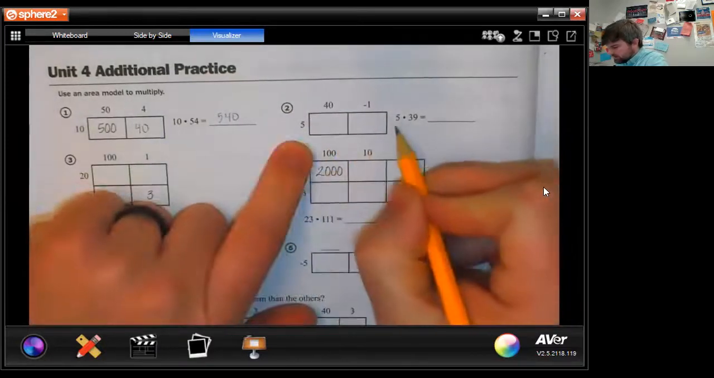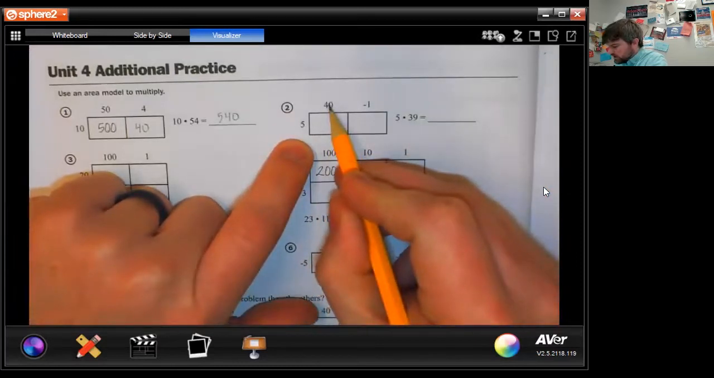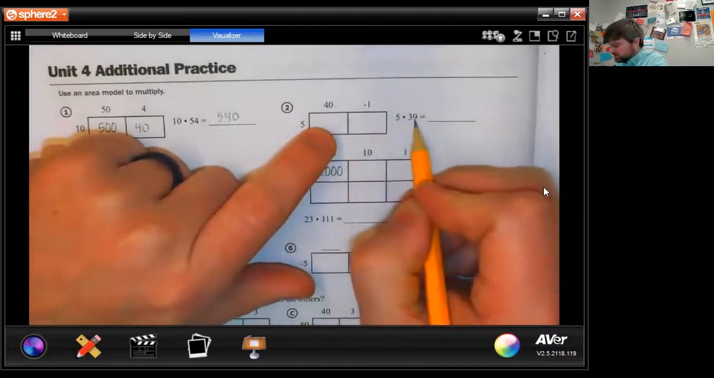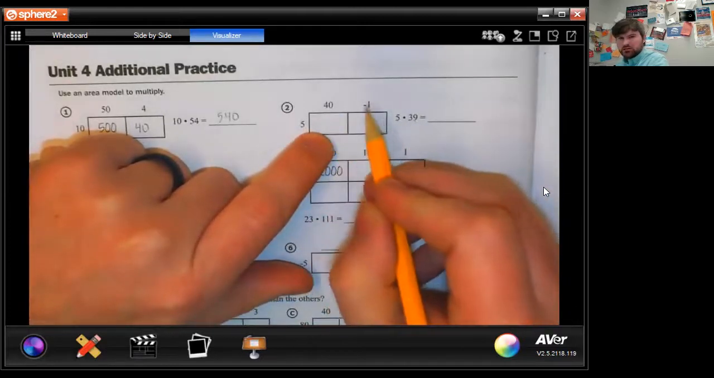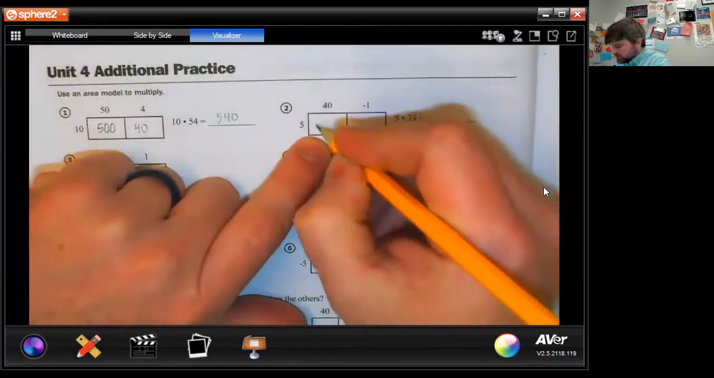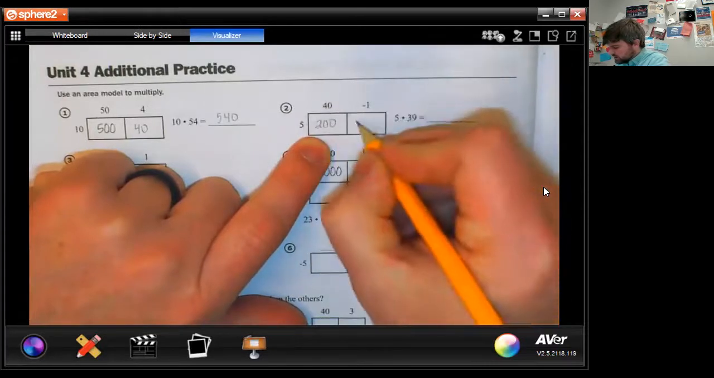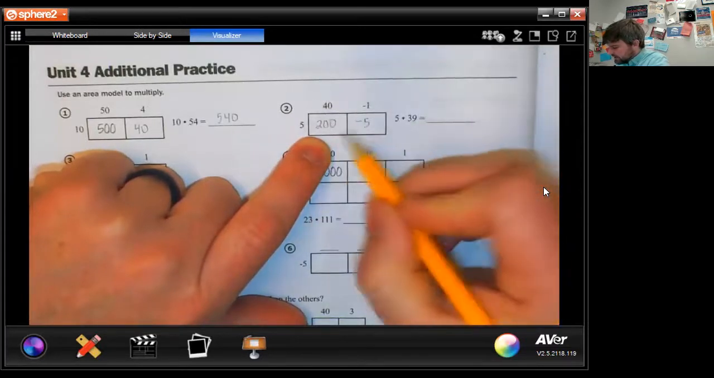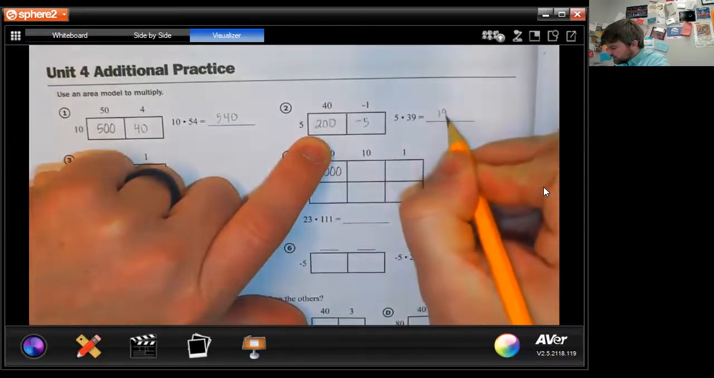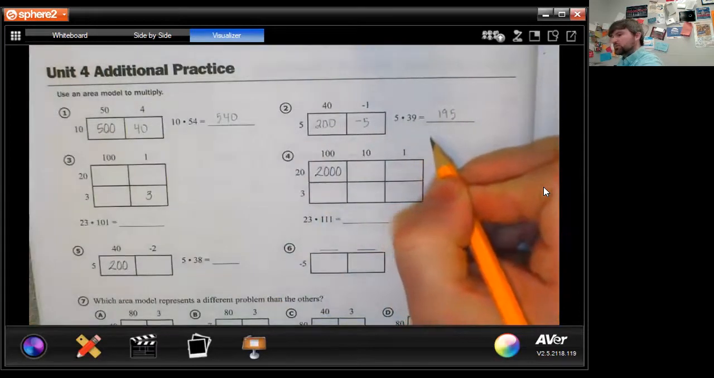Number 2, they have 5 times 39. So what they did is they took 40 minus 1, which gives you the 39, because 40 and -1 are easy to multiply by. So you got 5 times 40 is 200, and 5 times -1 is -5. And 200 minus 5 is 195. Therefore, 5 times 39 is 195.